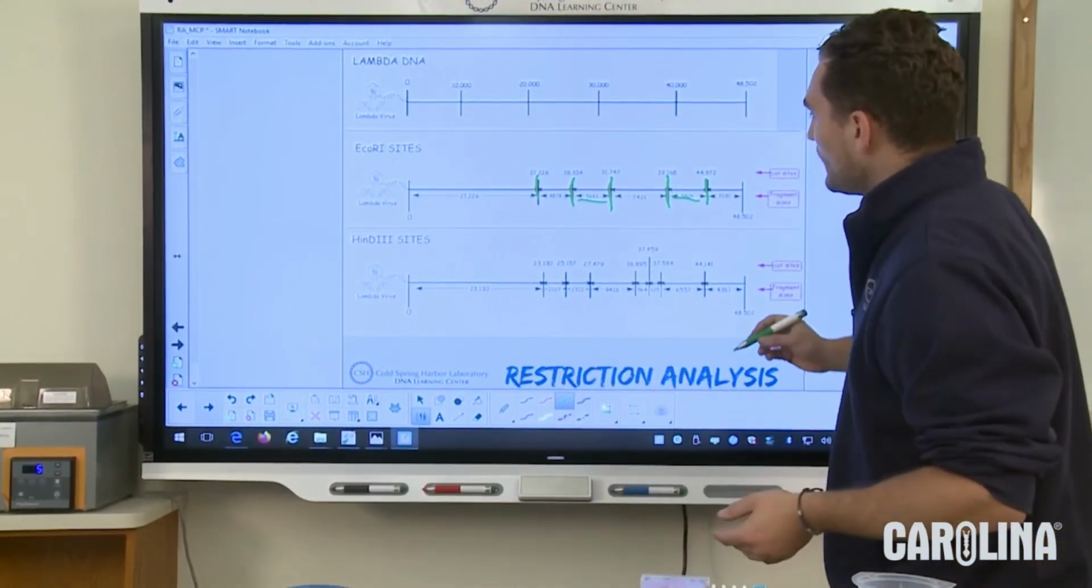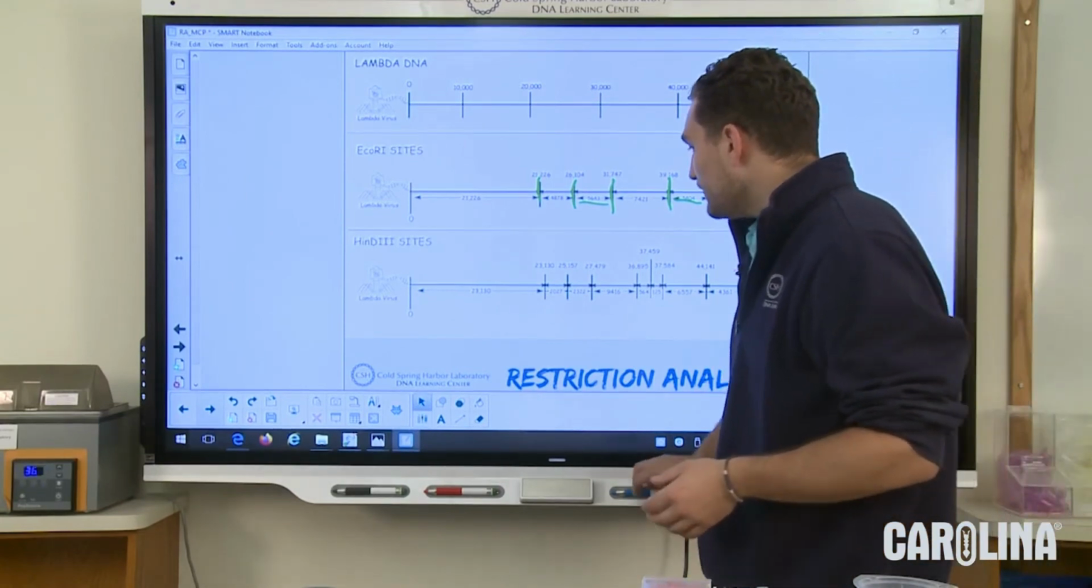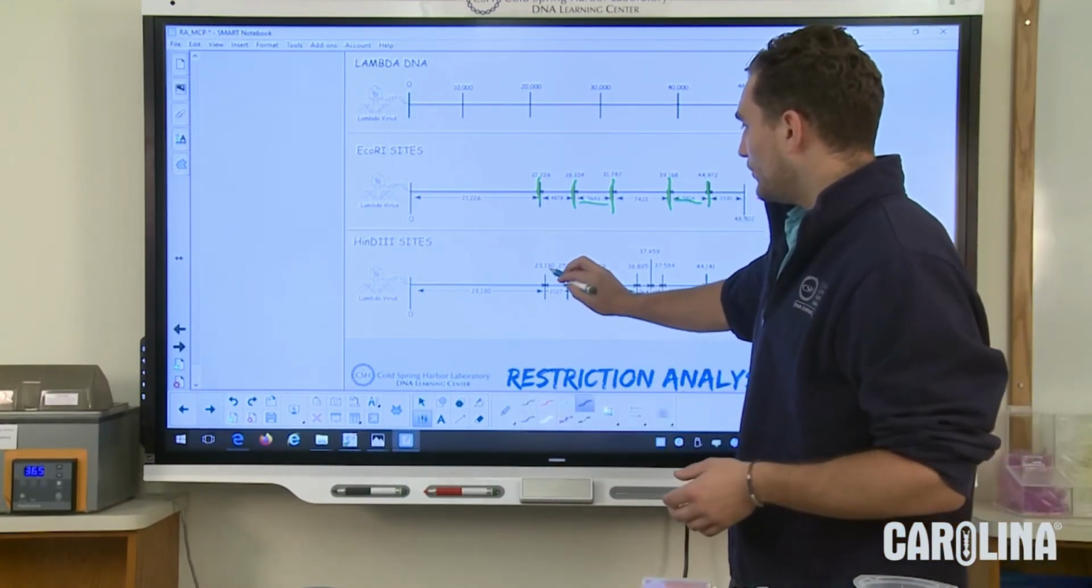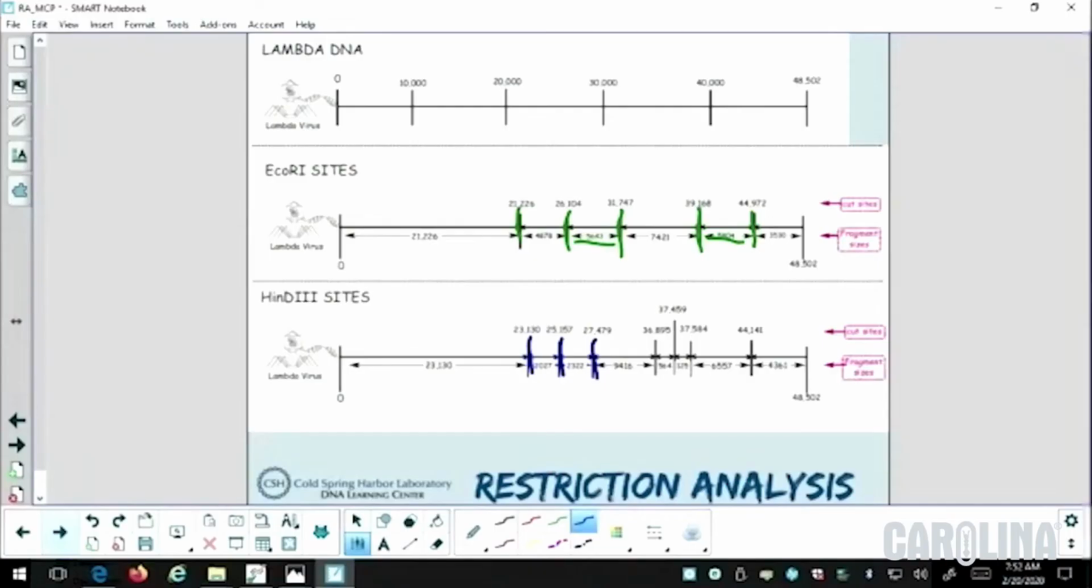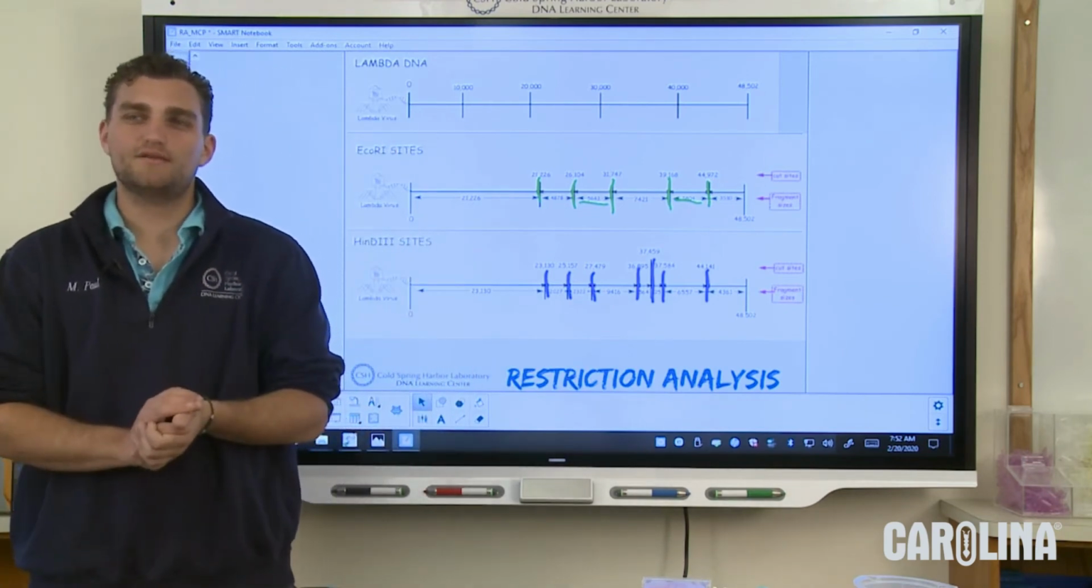All right, so HindIII, let's focus in on that one. Now, HindIII gets cut 1, 2, 3, 4, 5, 6, 7 times. 7 cuts should result in how many fragments?